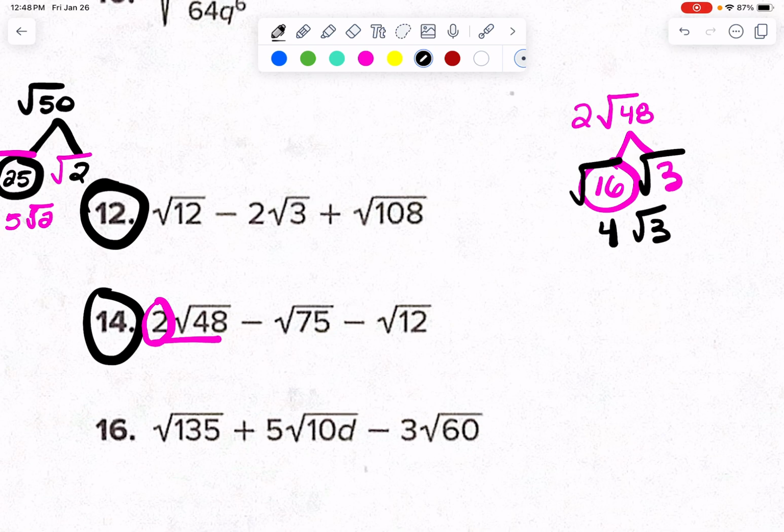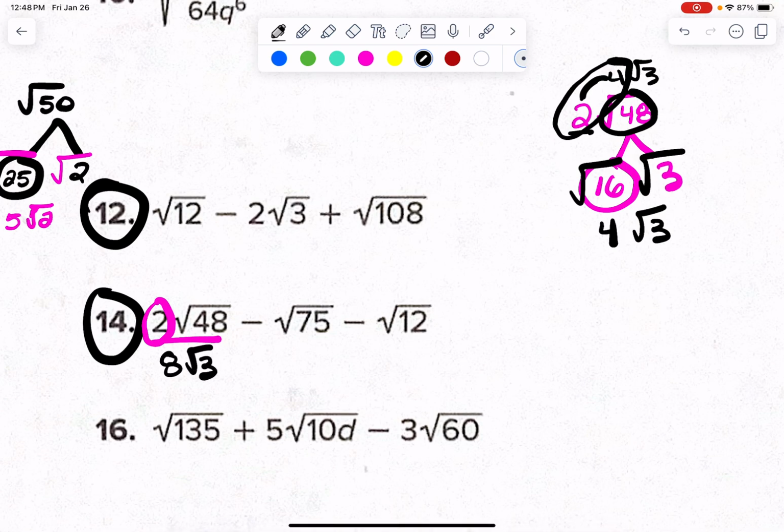Now, the problem is the square root of 48 is 4 square roots of 3, but what do I do with this 2 right here? Like the 2 is still out there in front, okay? You're going to take these 2 and you're going to multiply them together. So this is going to become 8 square roots of 3, okay?